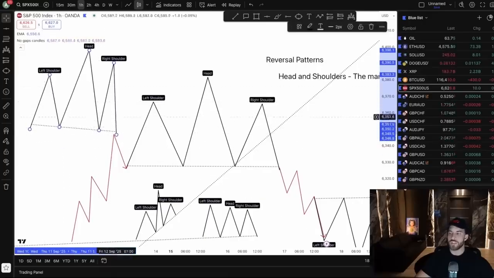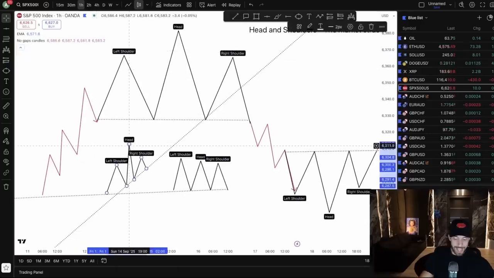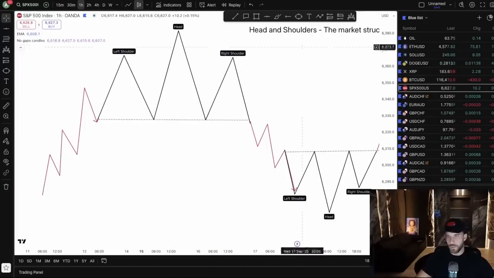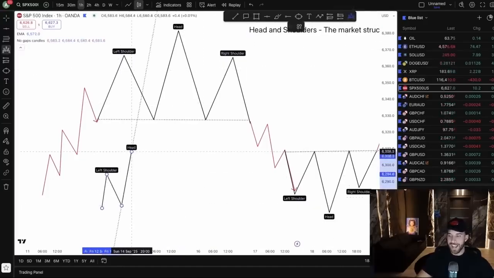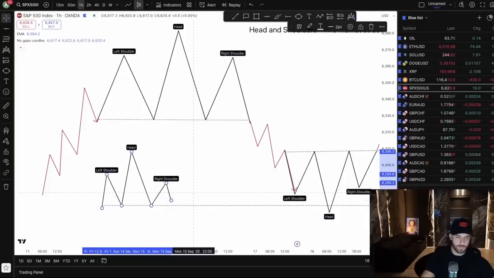The head and shoulders is never going to be a beautiful textbook head and shoulders pattern like this. Does it happen? Yes, but I will never aim to always have a perfect one. The head and shoulders pattern is valid as long as it breaks the neckline. Now, what does that mean, Alex? What do you mean breaking the neckline?